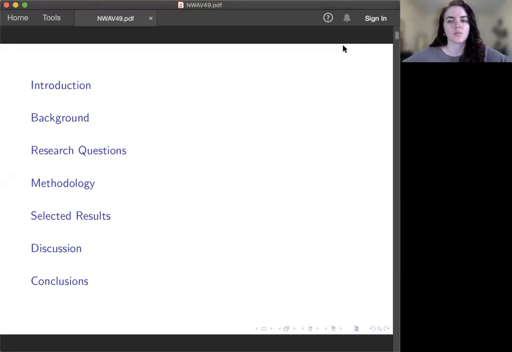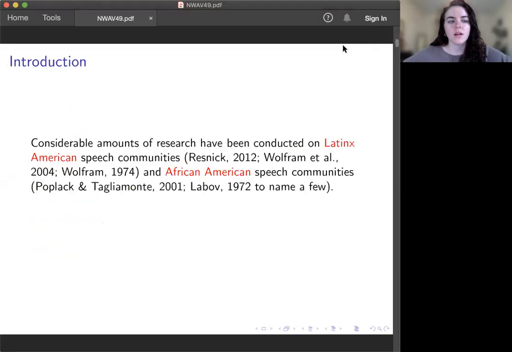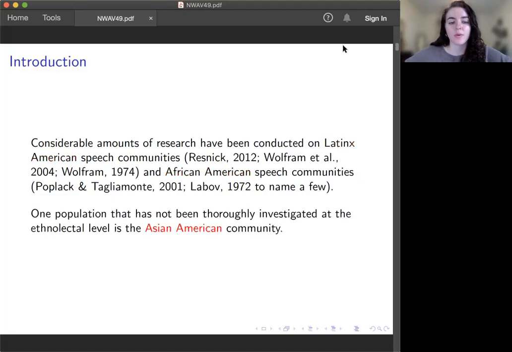Here's a quick glimpse at the roadmap of this talk. Now, considerable amounts of research have been conducted on Latinx American speech communities and African American speech communities individually. And these are a few references, but this is by no means an exhaustive list of the number of studies that have been conducted on these communities. However, one population that has not been thoroughly investigated at the ethnolectal level is the Asian American community. Now, this is not to say that there have not been studies on the Asian American community at the ethnolectal level, because there have been.